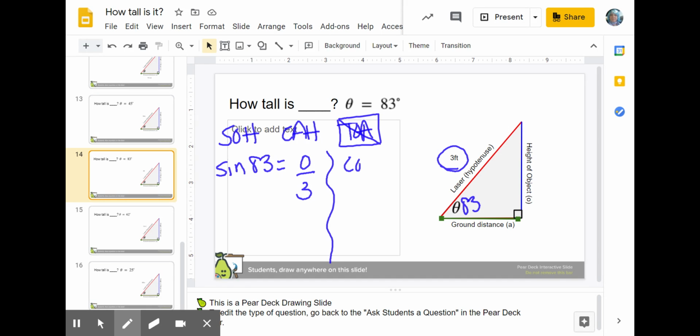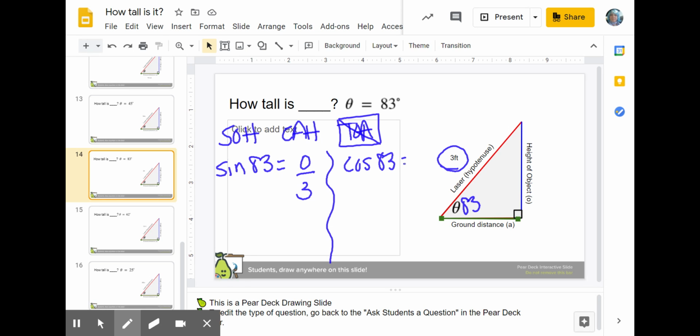I have a question. How do you know what you can do when you're doing sine, like if you put an angle or sine?